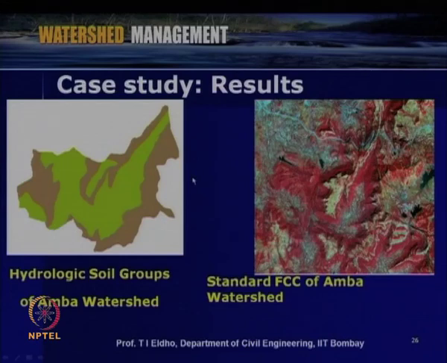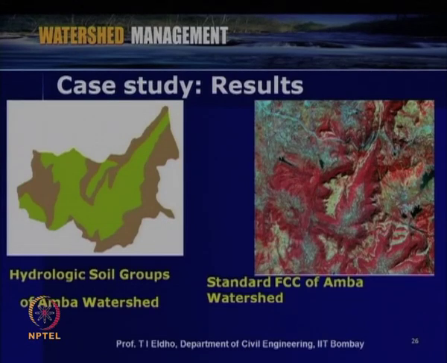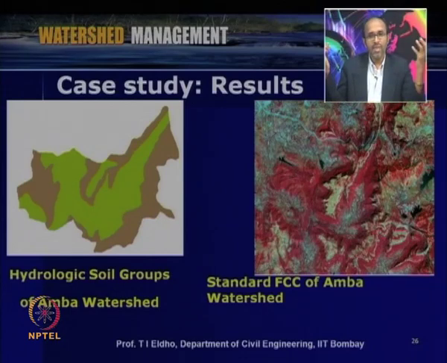So based upon all this available data within the GIS environment, here we used the GRAM++ package, which belongs to IIT Bombay. Based upon various data available, topo sheets, the remote sensing data, and various field information, we have generated various maps within the GIS environment. This figure shows the hydrologic soil groups of the Amba watershed based upon the available data which we fed into the GIS platform, and that has given this map.